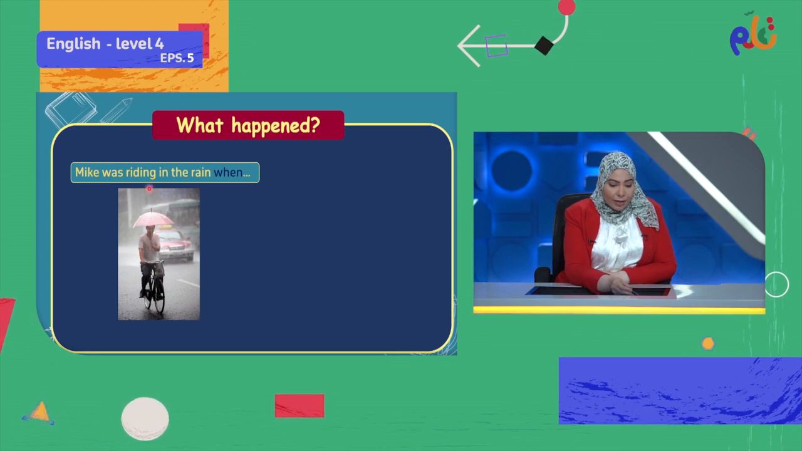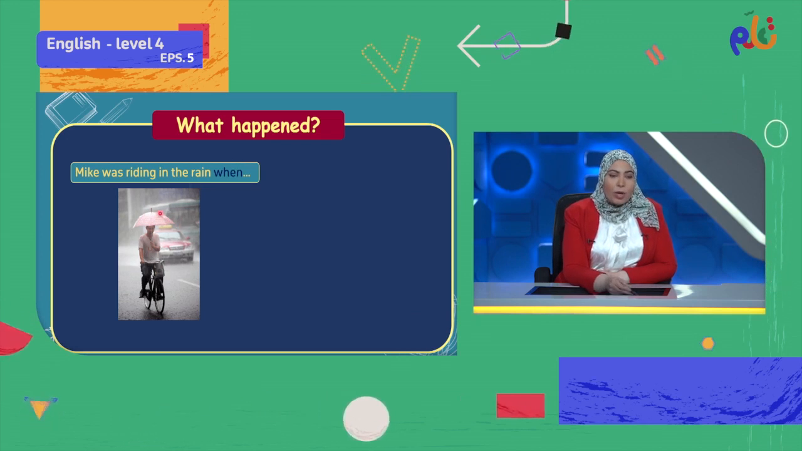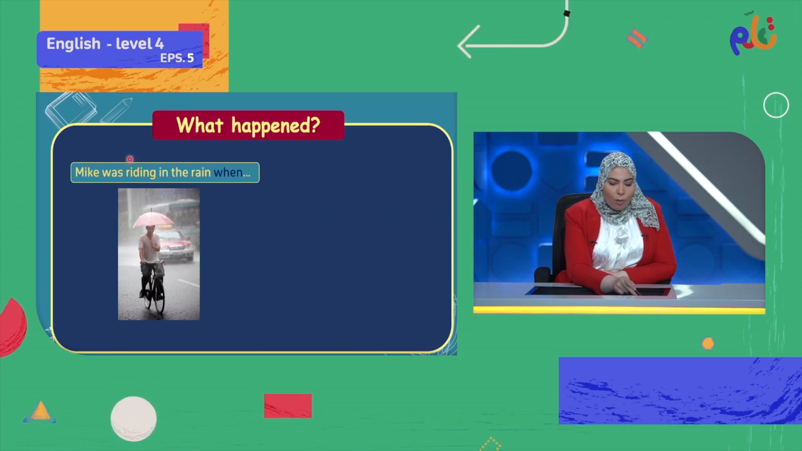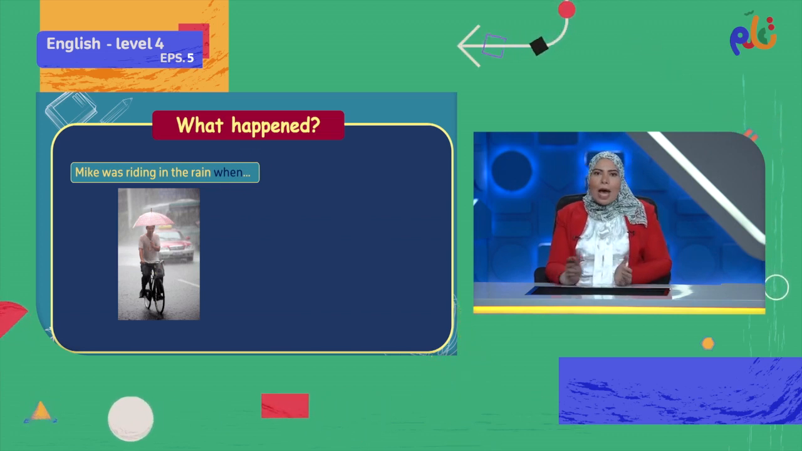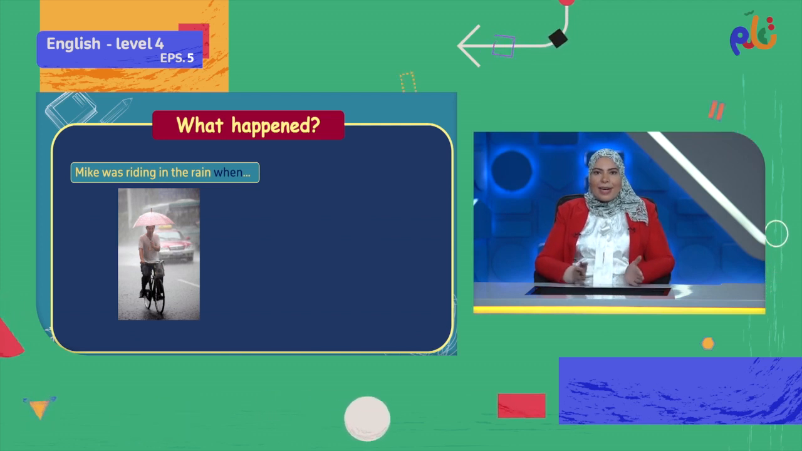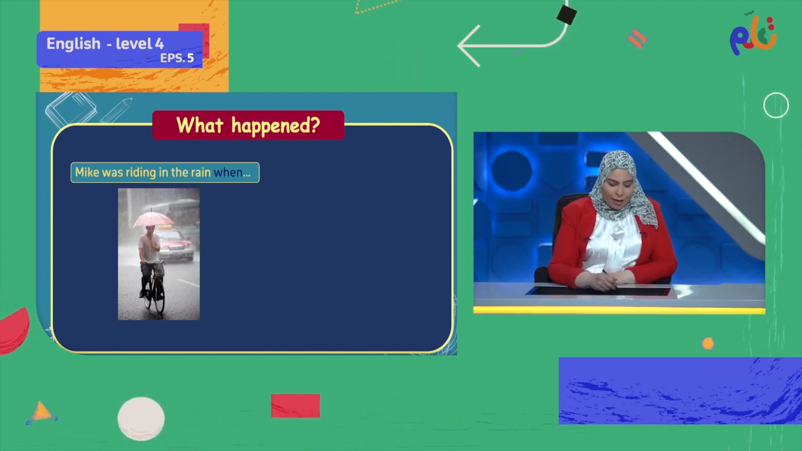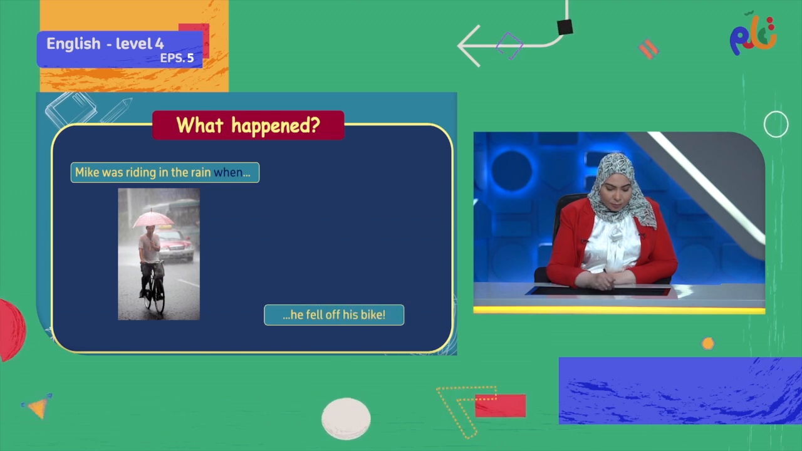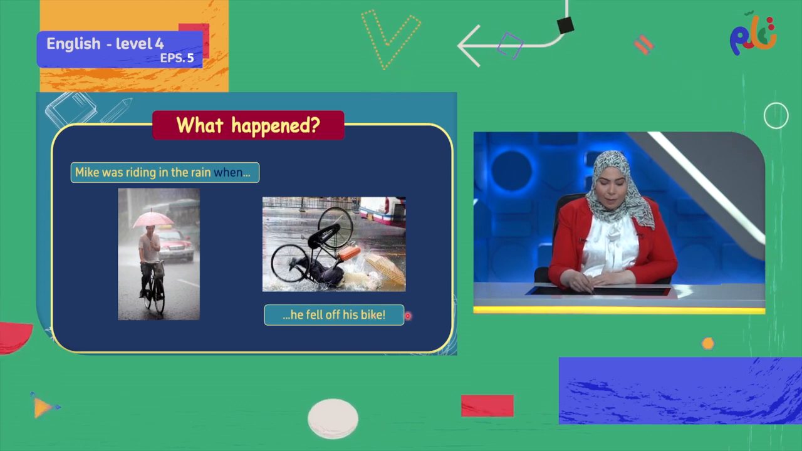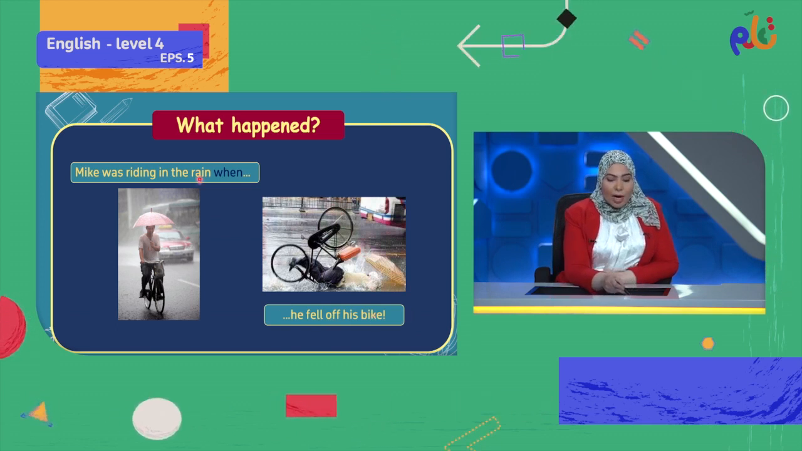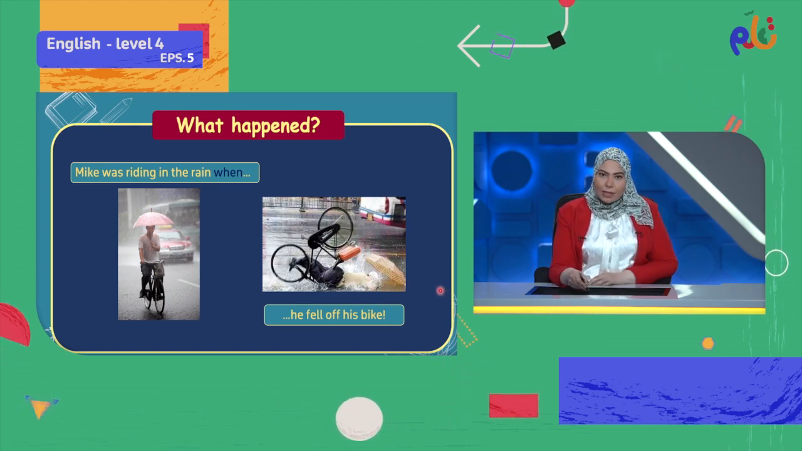Okay, so here we have Mike. Mike was riding in the rain. So he was riding his bike, of course. So Mike was riding in the rain when? What do you think happened to him when he was riding in the rain? Okay. So this is what happened when he fell off his bike. So he was riding in the rain when he fell off his bike.